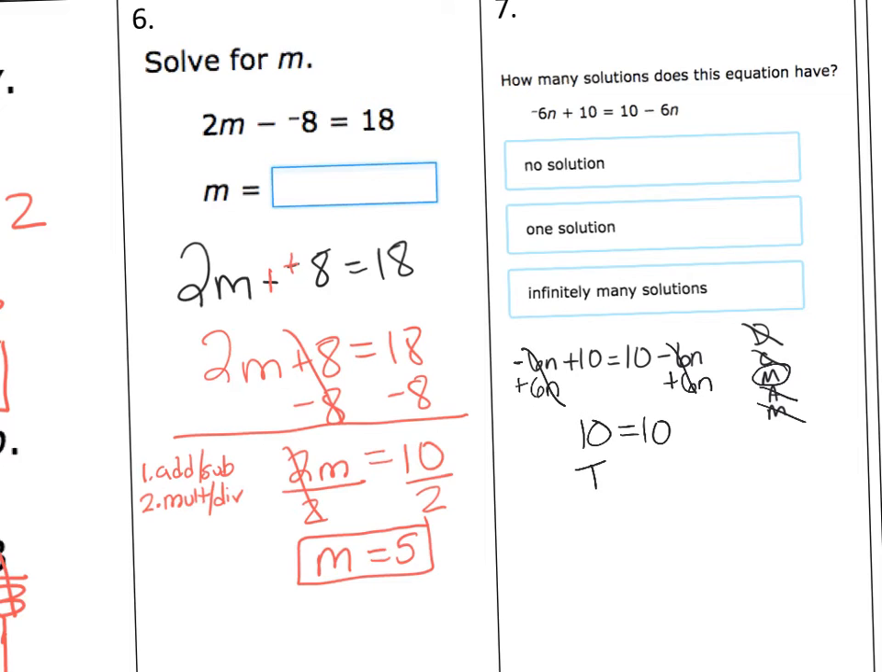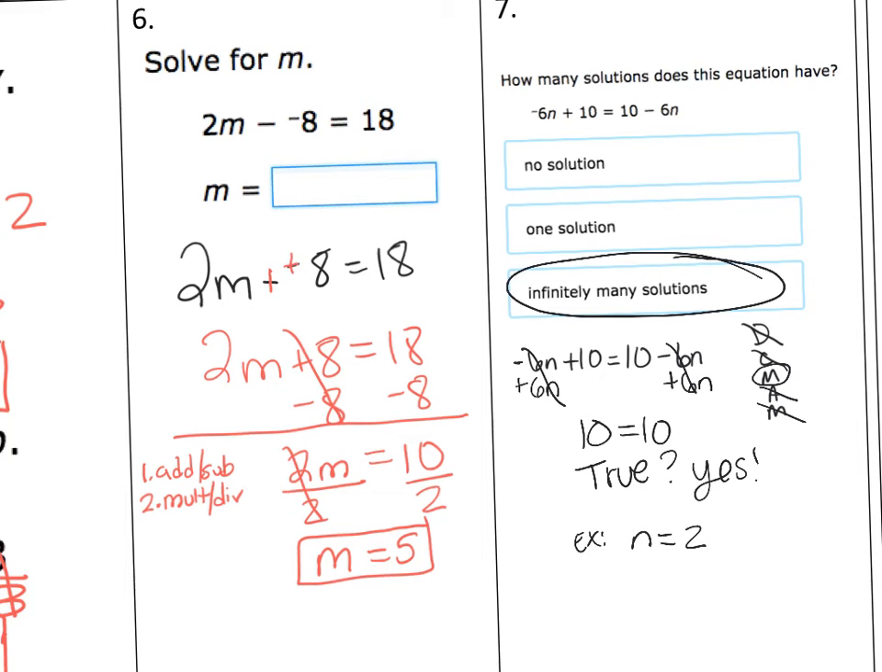Is this a true statement? Yes, it is. It is true. So when it's true like that, it's infinitely many solutions. If you ended up getting, for example, n is equal to 2, that means one solution. If you got a statement like 12 is equal to 7, that's not true, so there are no solutions.